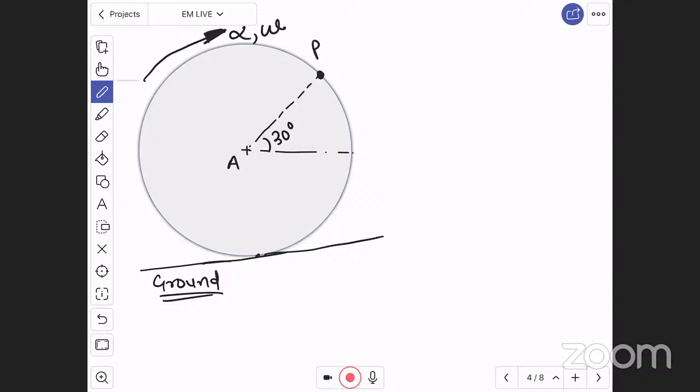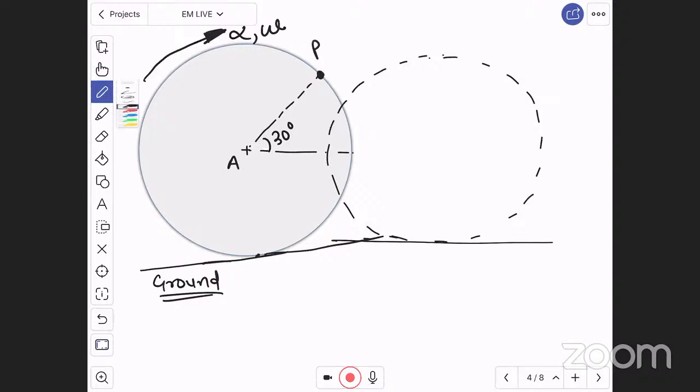After some time, the wheel will achieve new location like this. Means A is moving towards right. We can say the point A is moving towards right with acceleration of A, which is nothing but we have calculated radius of wheel into alpha. Radius of wheel question में दे रखा है 2, alpha दे 10. Acceleration of center point is radius of wheel 2 times alpha 10, which is nothing but 20 meter per second square. This is acceleration of center point.